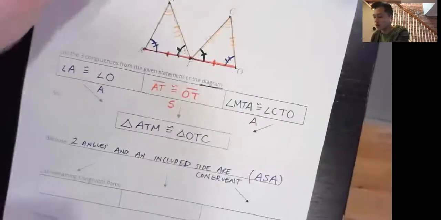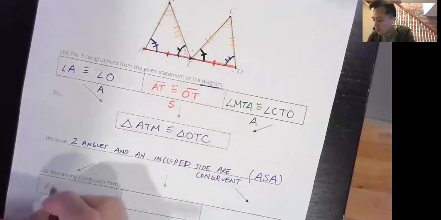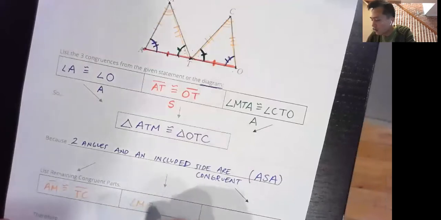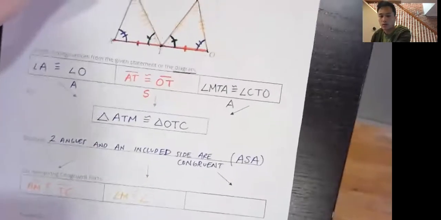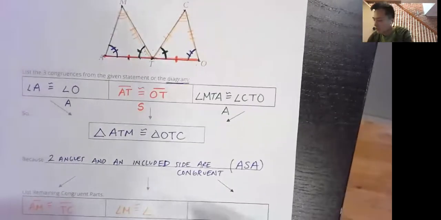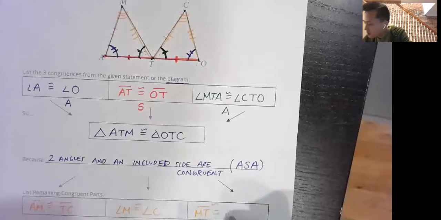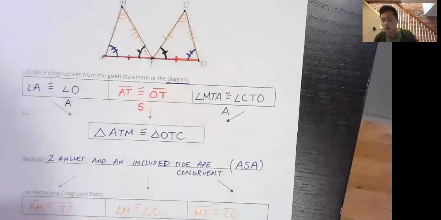So I can go ahead and fill that out. I have side AM is congruent to side TC. I have angle M is congruent to angle C. And then side MT is congruent to side CT. Those are all the remaining parts.